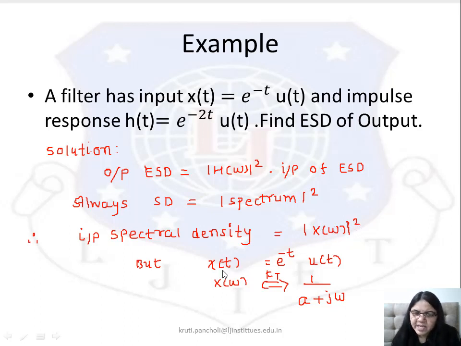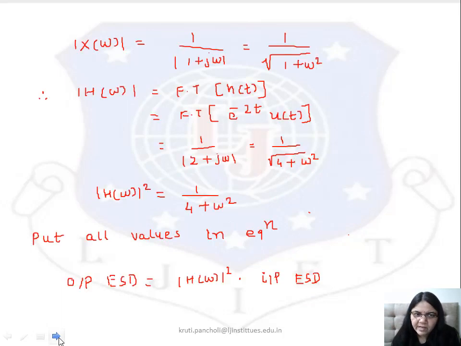But what is my x(t)? x(t) is e raised to minus t u(t). We know the Fourier transform of x(t) is X(omega), and for e raised to minus at u(t) the Fourier transform is 1 upon a plus j omega. Putting in the value, modulus of X(omega) equals 1 upon modulus of 1 plus j omega, which is equal to 1 upon square root of 1 plus omega squared.